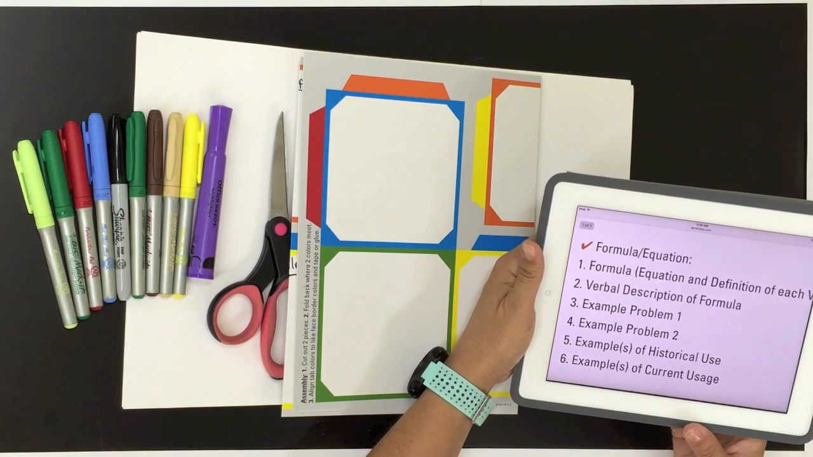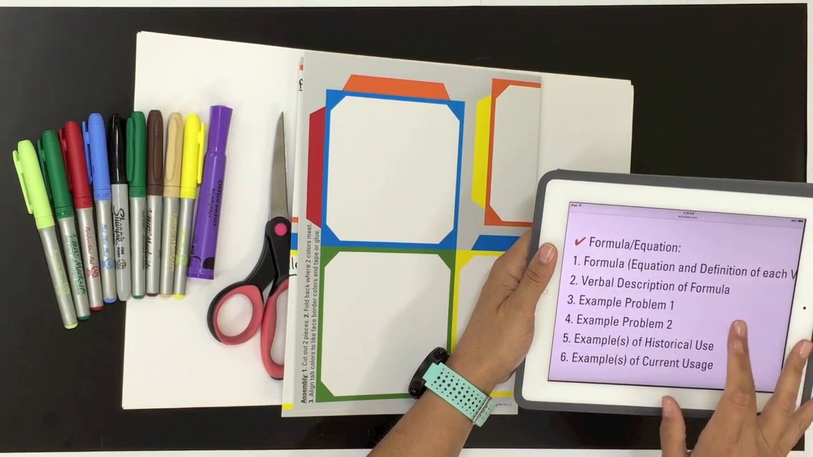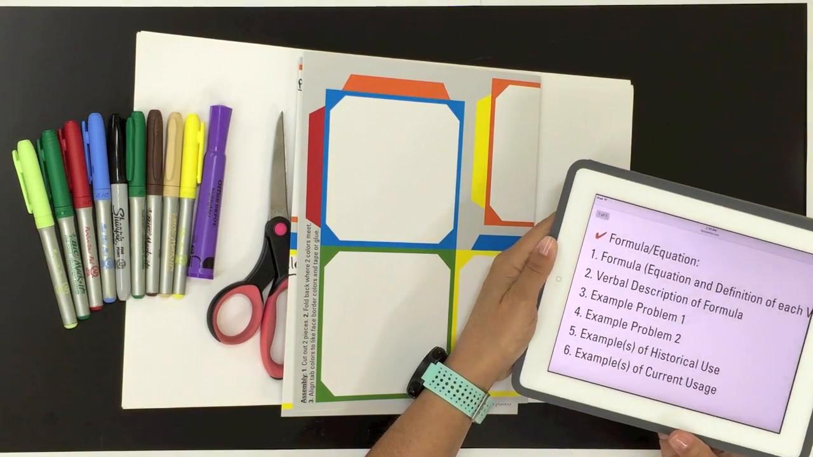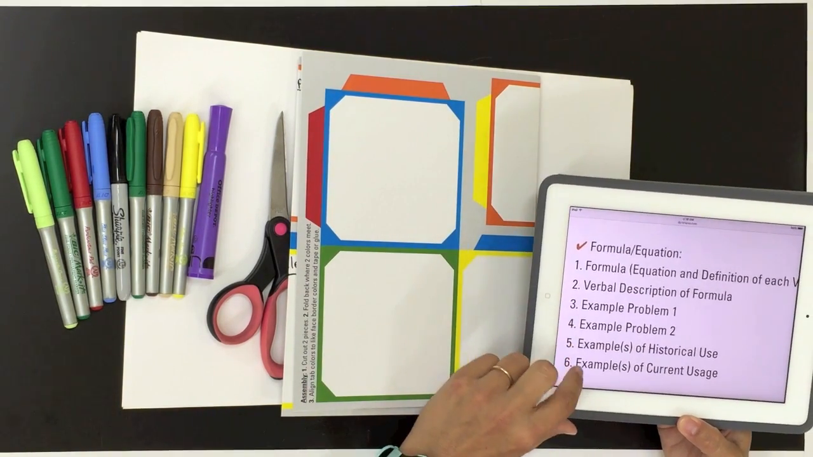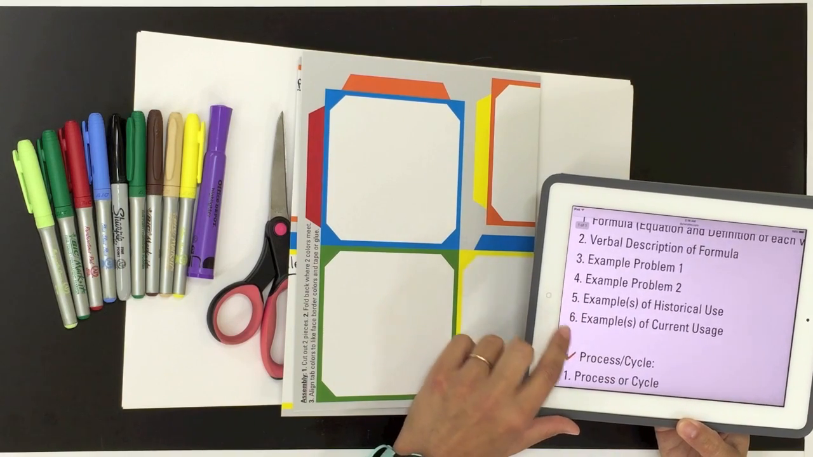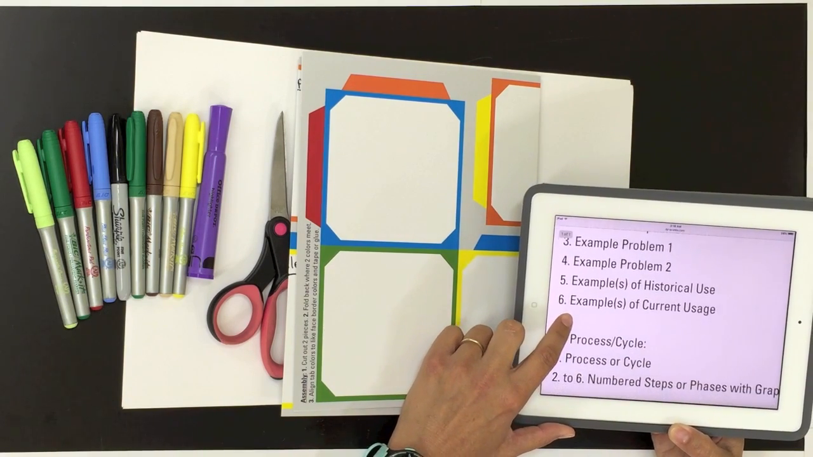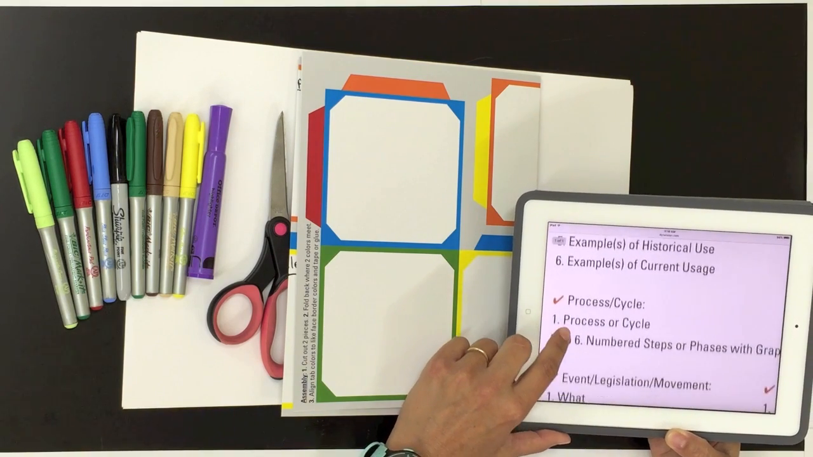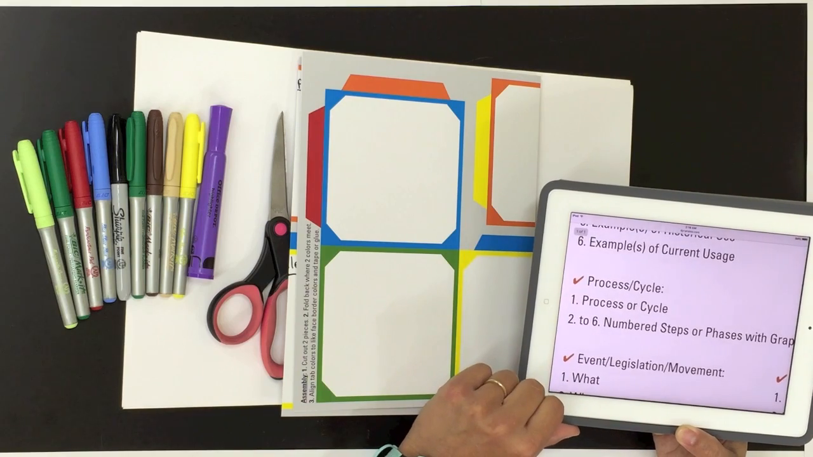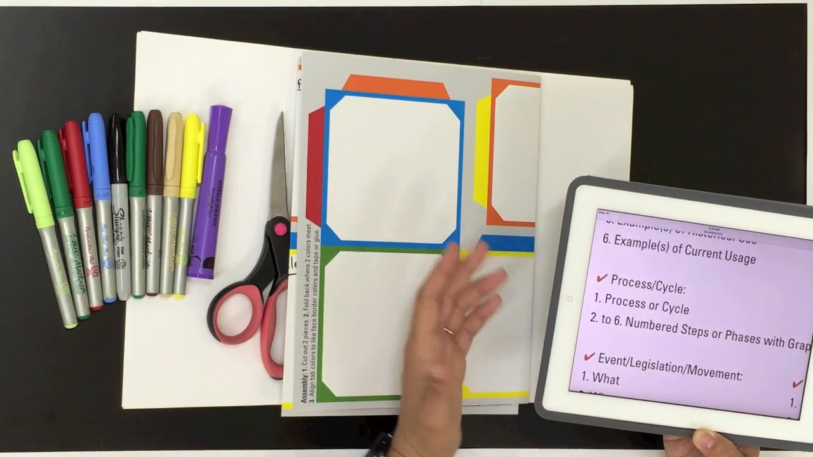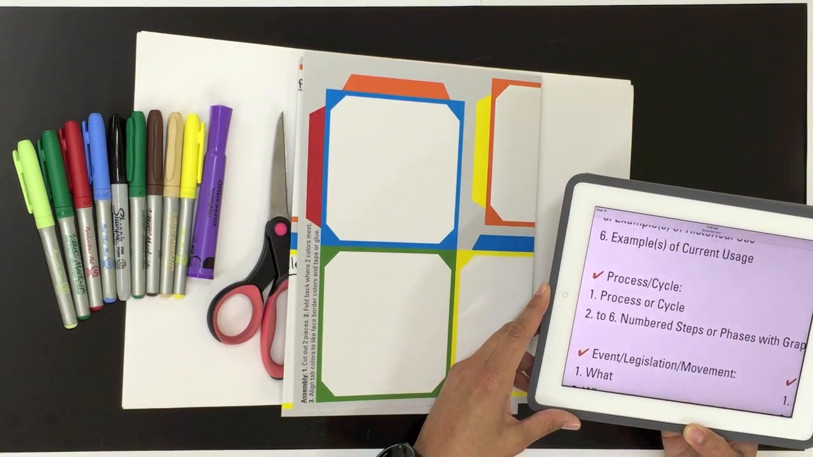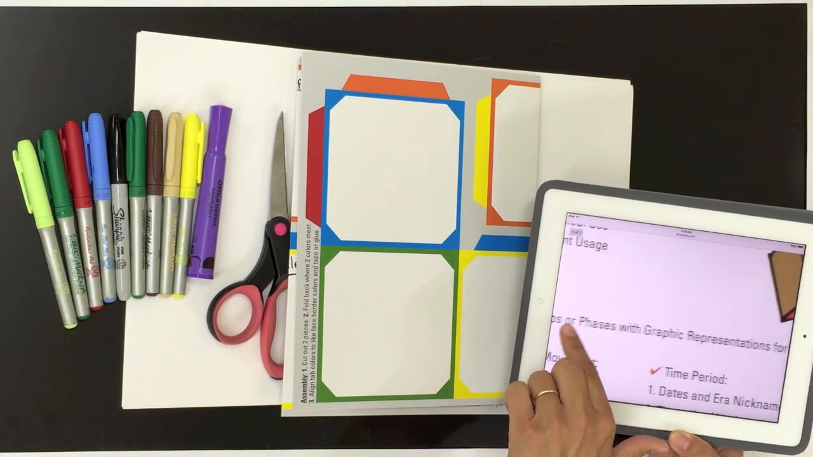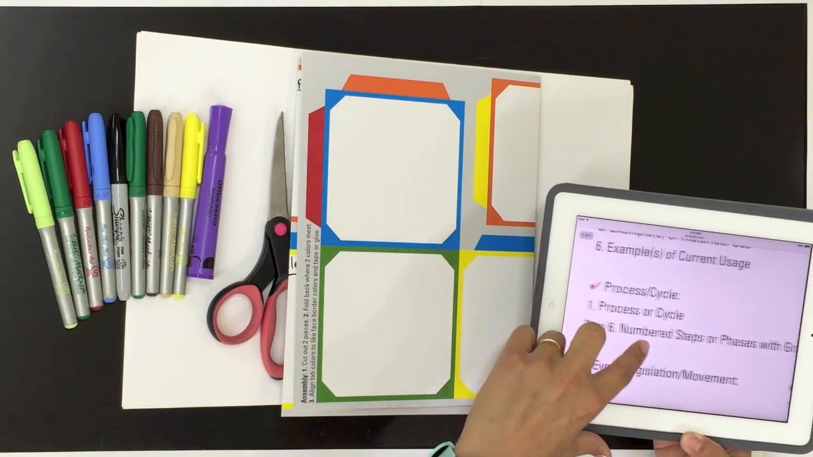For a formula or equation, you would of course provide the formula, an equation, and the definition of each variable. You could give a verbal description of the formula, provide an example problem, another example problem, and show how it was used historically and how that information is used currently, which would require a little bit of research. For a process or cycle, you could number the steps after you name the process or cycle and show some sort of graphic as well as the phrases to describe the step.